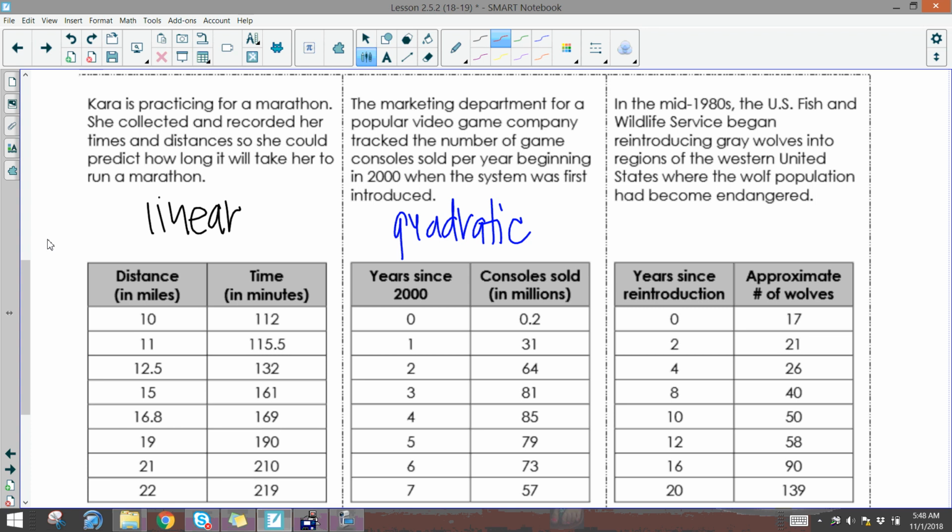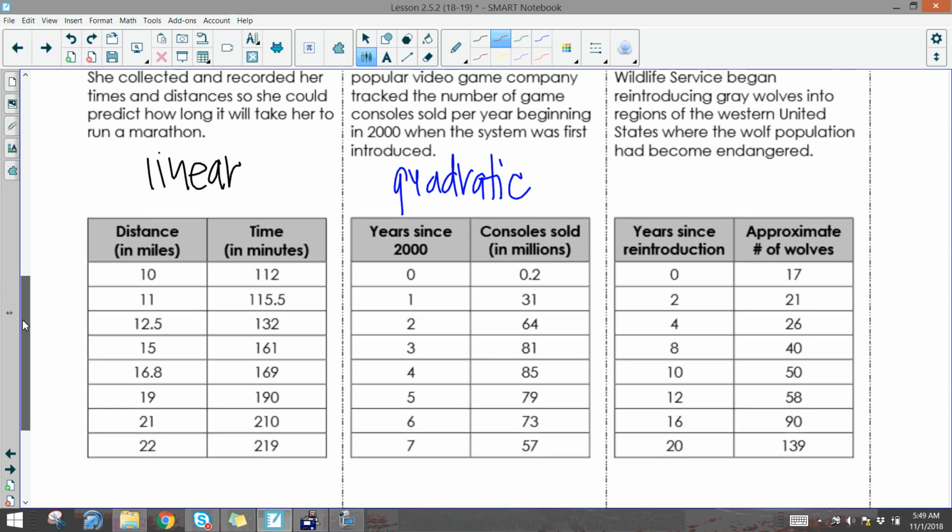In the mid-1980s, the U.S. Fish and Wildlife Service began reintroducing gray wolves into the regions of western United States where the wolf population had become endangered. So we have years since reintroduction and an approximate number of wolves. Our years span 20 years, not necessarily every 2 years, but for the most part. And then the approximate number of wolves goes from 17 to 21 to 26 to 40 to 50 to 58 to 90 to 139.